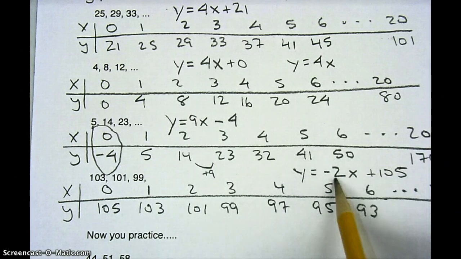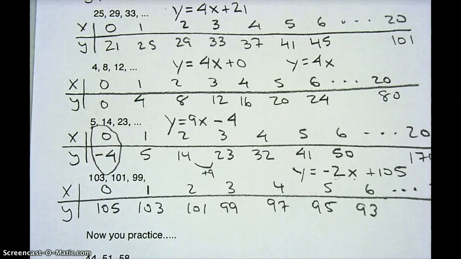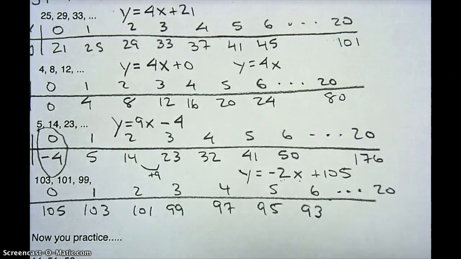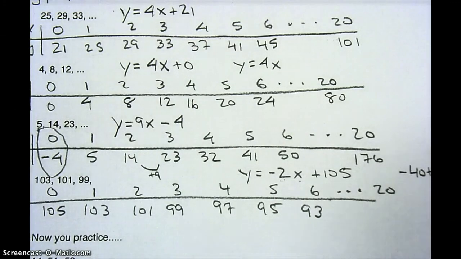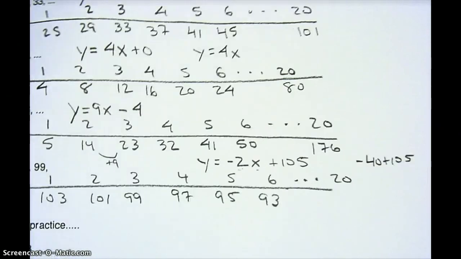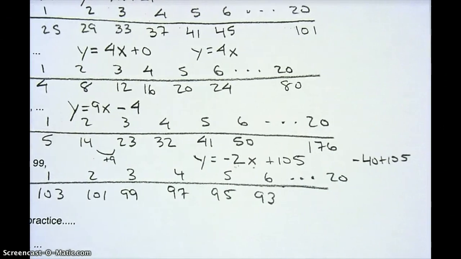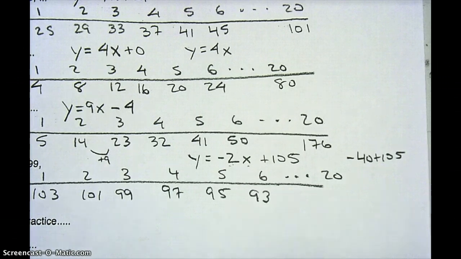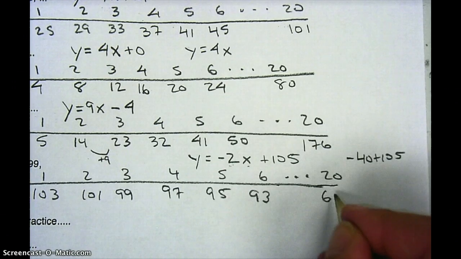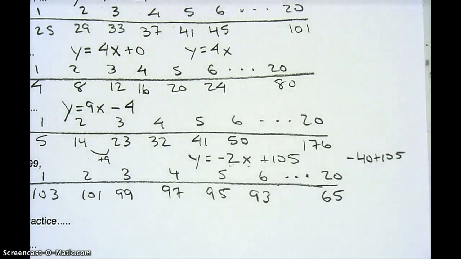Now when I take a negative 2 times 20, well 2 times 20 is 40, but a negative times a positive is negative, so it's negative 40. So I have negative 40 and 105. So if I have negative 40 plus 105, well, let me get it over there. There you go. Negative 40 plus 105, they work against each other. The positive wins the battle, so I know my answer is going to be positive, and it wins by 65. So my 20th number is 65.